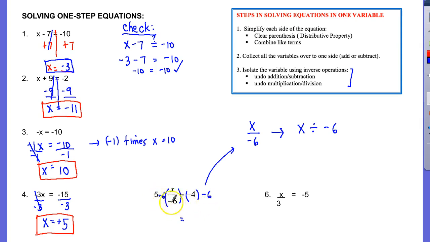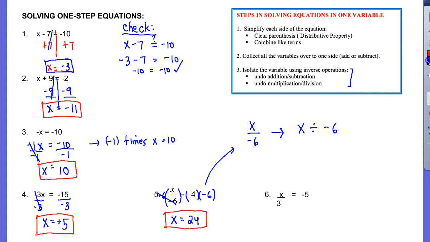Okay, so when you multiply these two, negative 6x divided by negative 6, the negative 6 divided by negative 6 will just become 1, and then you still have x over here. And then negative 4 times negative 6, well, you're multiplying integers with the same sign. Negative times a negative is a positive, and then 4 times 6 is 24. So x equals 24. All right.